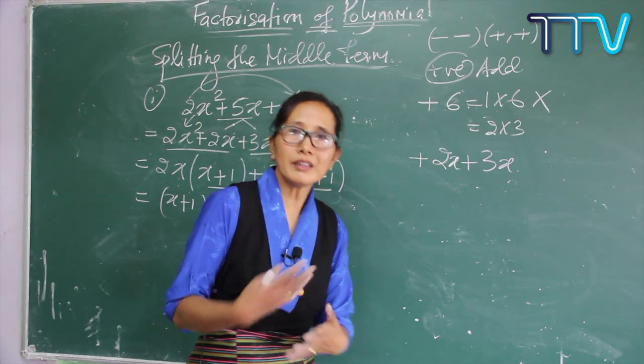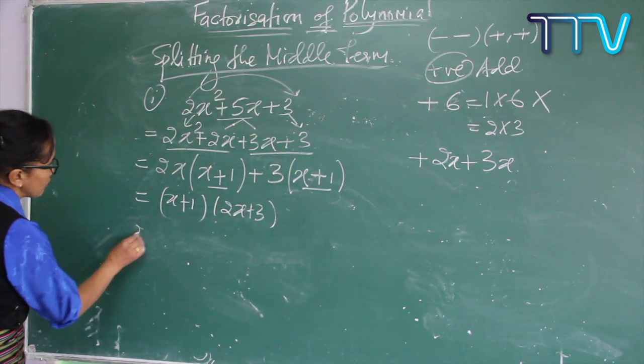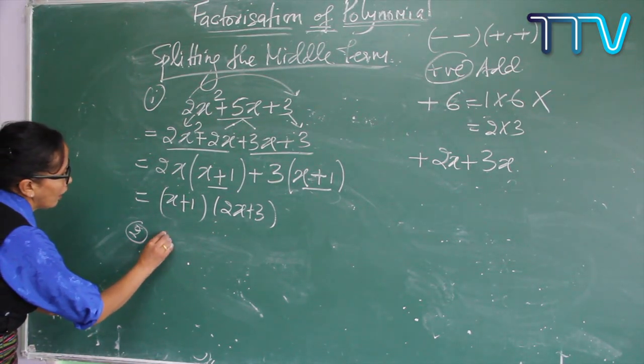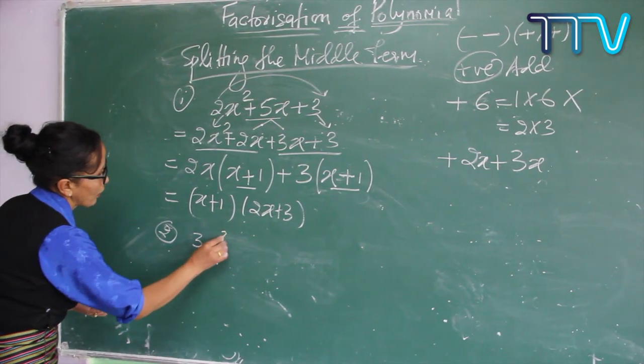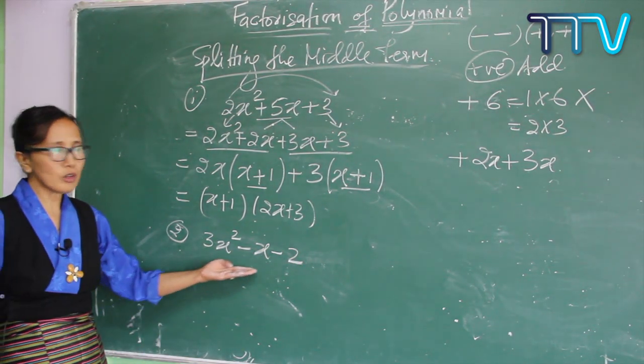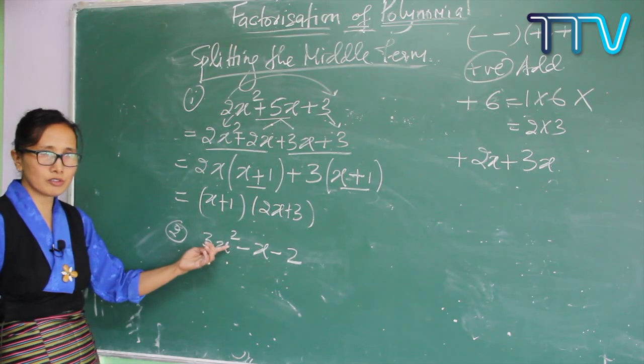Okay, now let me give another example. So see here, sometimes you are getting negative. Let me take an example. Let's see, 3x square minus x minus 2. And this is also a quadratic polynomial, so your degree is 2 here.